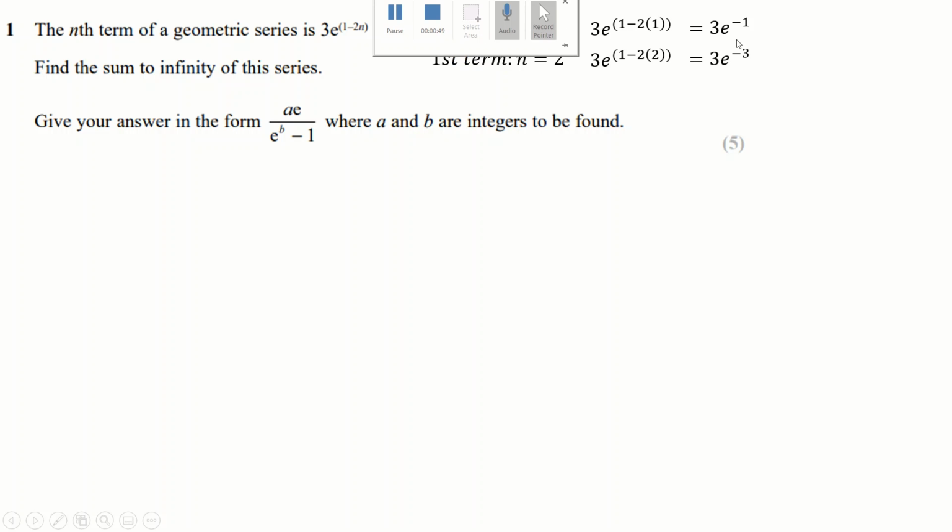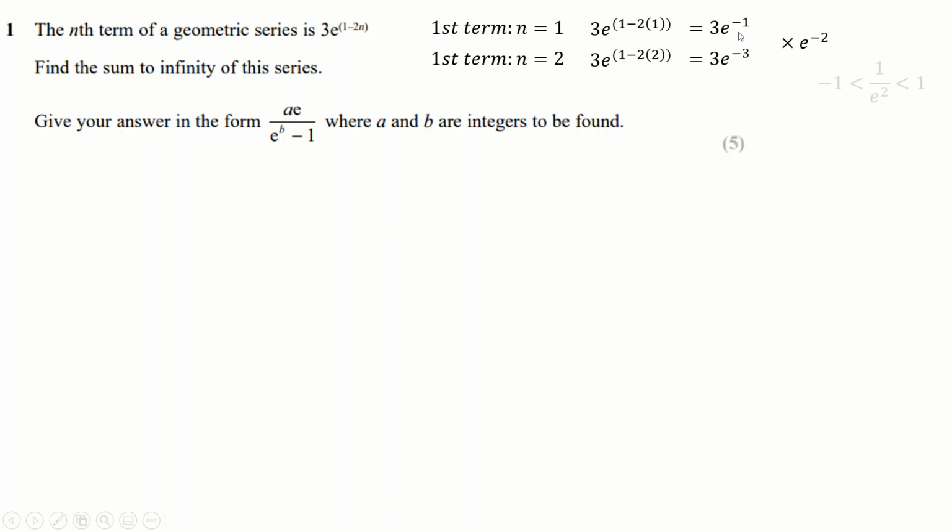Now, if that's the first term, and that's the second term, what do you have to times? Remember, this is a geometric sequence, so we're timesing by something to get from each term to the next. What do you have to times this by to get to this? Well, it's going to be e to the minus 2, to lower this power down by another 2. So that's the common ratio between the terms. The first term is this.